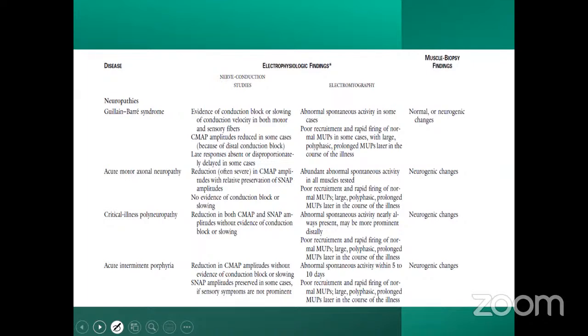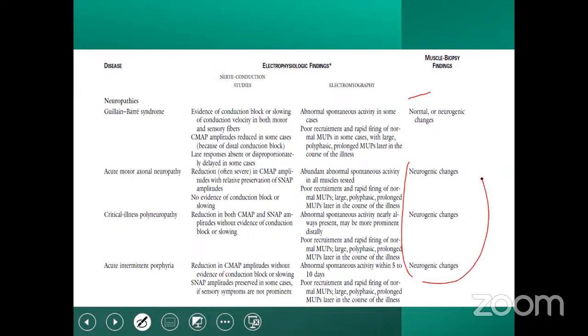In critical illness polyneuropathy and myopathy also, one important finding is reduction in CMAP, and SNAPs are absent. And these same findings can be seen in acute intermittent porphyria. So now you see the muscle biopsy findings in all the cases are neurogenic changes.